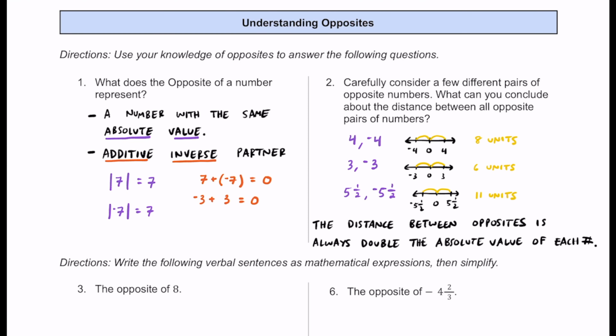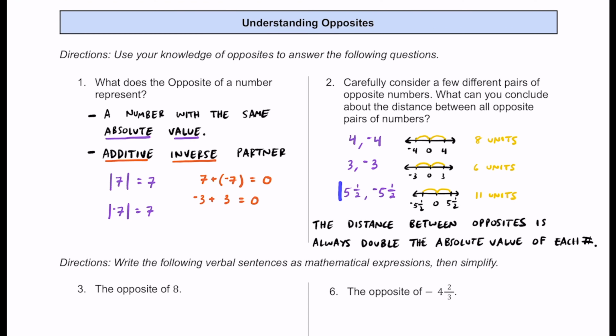Therefore, we can conclude that the distance between opposites is always double the absolute value of each number. So the absolute value of 4 here would just be 4. Double that, that's 8. Absolute value of -4 is still 4. Double that, you get 8. Same thing over here, whether you're taking the absolute value of -3 or +3, that's still 3, and you double it, you get 6.